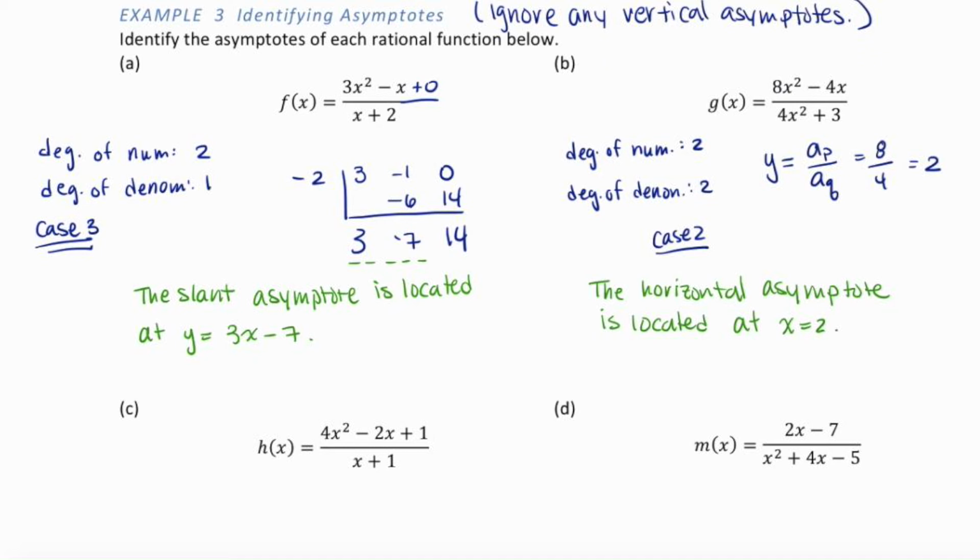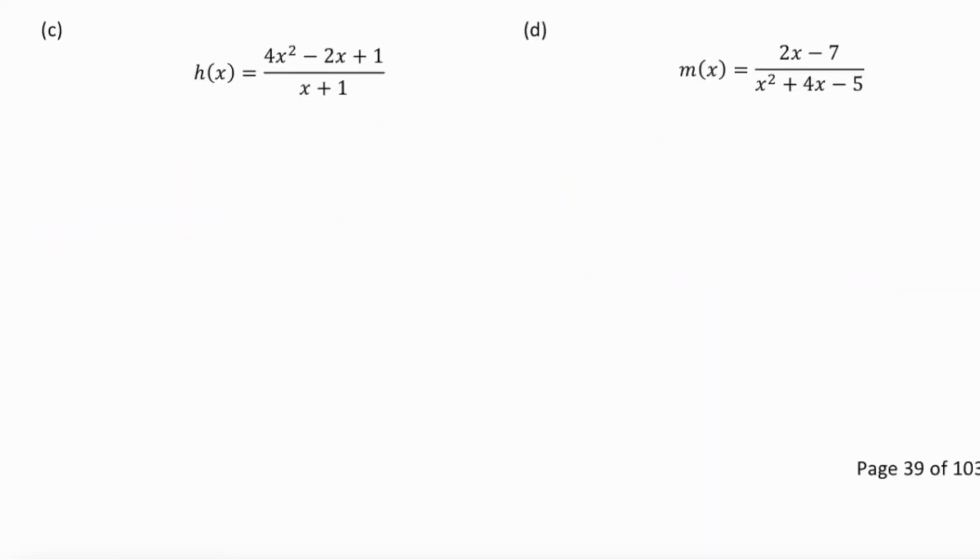Let's look at example C. H of x equals 4x squared minus 2x plus 1 divided by x plus 1. The degree of the numerator is 2. The degree of the denominator is 1. What case are we in?